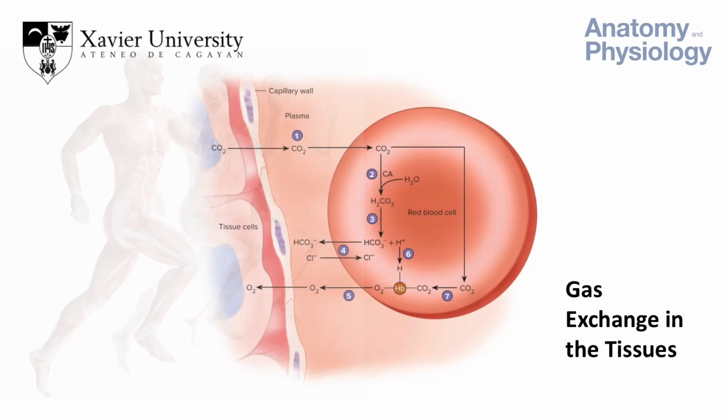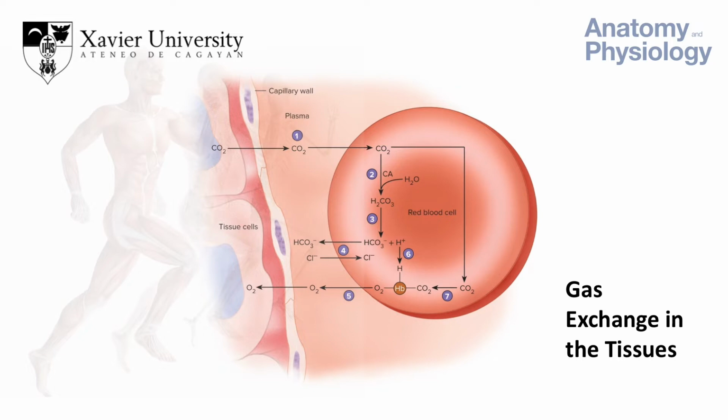This is the gas exchange in the tissues. In the tissues, carbon dioxide or CO2 diffuses into the plasma and into the RBC or red blood cells. Some of the carbon dioxide remains in the plasma. In red blood cells, carbon dioxide reacts with water to form carbonic acid, which is H2CO3, in a reaction catalyzed by the enzyme carbonic anhydrase or CA. Carbonic acid dissociates to form bicarbonate ions or HCO3- and hydrogen ions or H+.